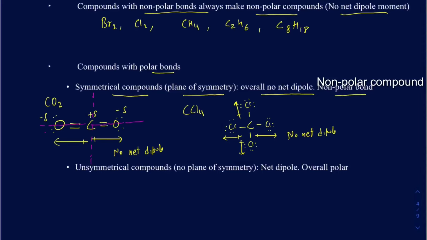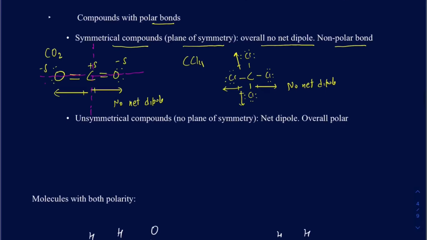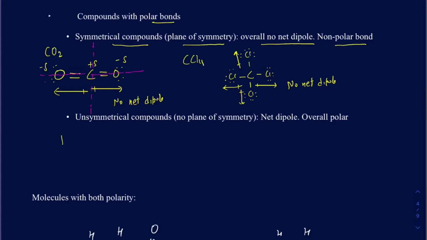Just because you have polar bonds, that does not necessarily mean your molecule is also going to be polar. If all the dipoles created by individual bonds are canceled, then you're not going to have any net dipole. And if there's no net dipole, your molecule is going to be overall nonpolar. What about if you have an unsymmetrical molecule? All right, so things like water is one of them.